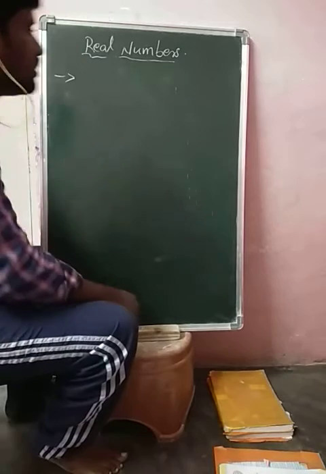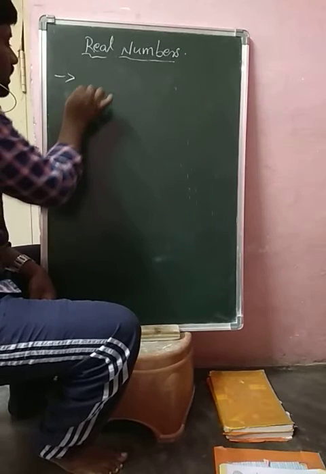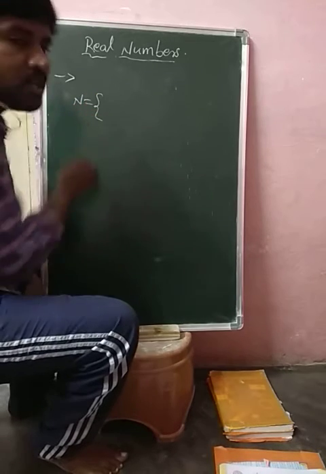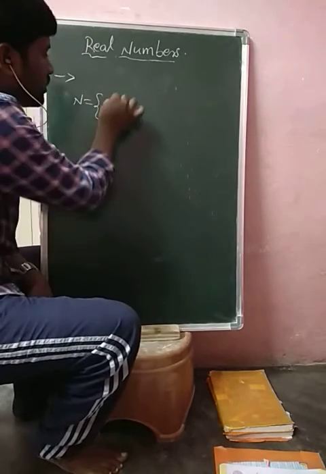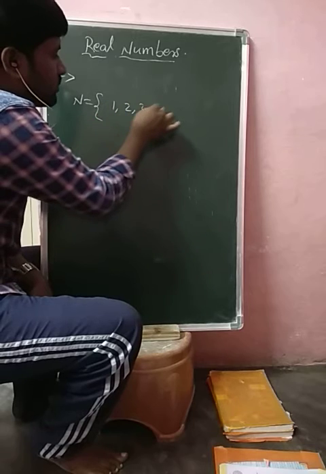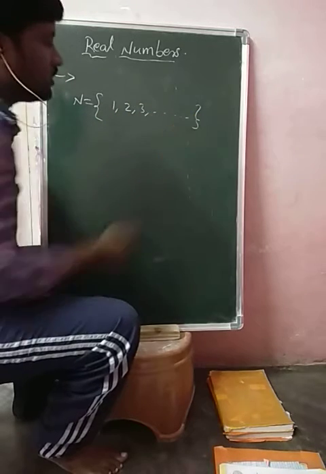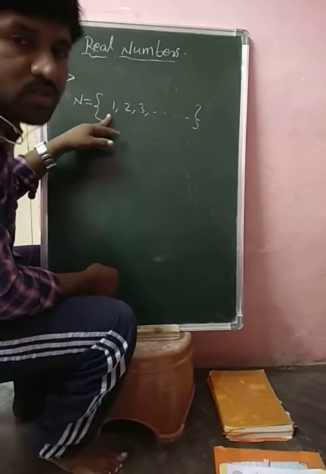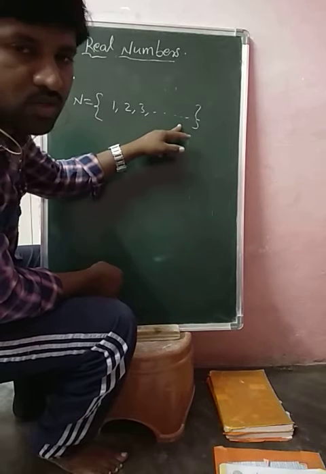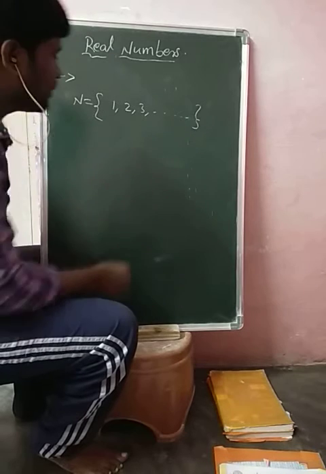So we know about natural numbers. What is the set of natural numbers? We know the natural numbers start from 1. So in that, the smallest natural number is 1 and the greatest natural number is not defined.